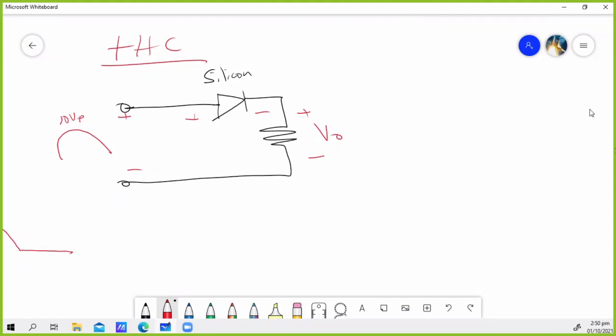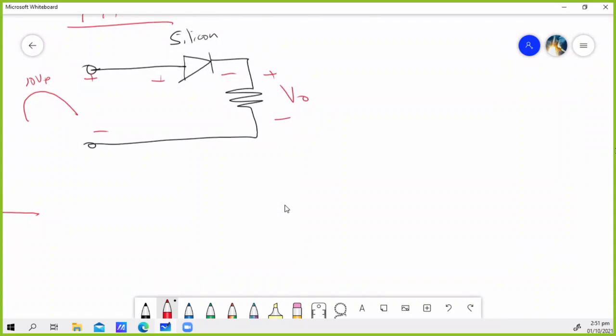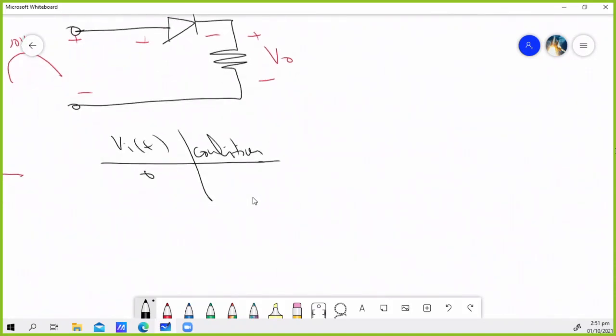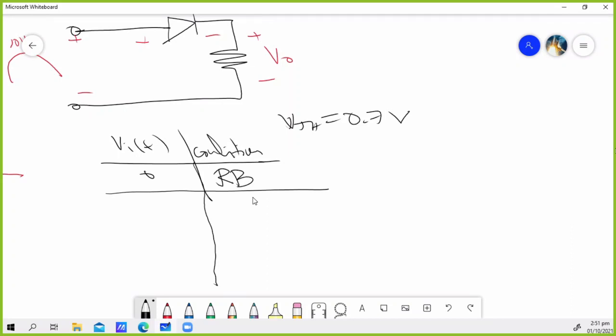So I will make a table here. Let's say the input here is 0 first. So, condition of the diode. Okay. So positive half cycle. When our input is 0, it is not yet forward biased. Why? Because it needs to reach the threshold voltage of 0.7 volts. Our input is only 0. Okay? What is the condition? It is still considered to be reverse bias. So I'll write RB for reverse bias.